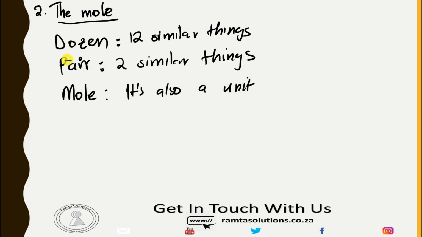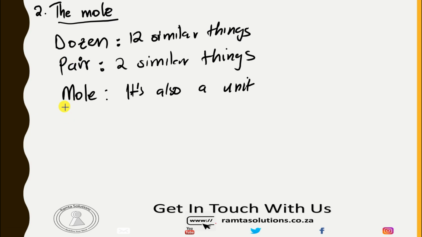Remember, a dozen of elephants still means 12 elephants. A pair of elephants still means 2 elephants. All right. I know you prefer to say double. Double still means 2. So when we are now referring to the mole, it's also a unit.